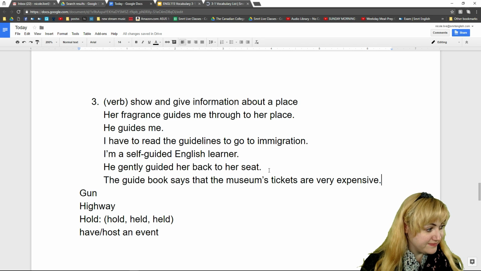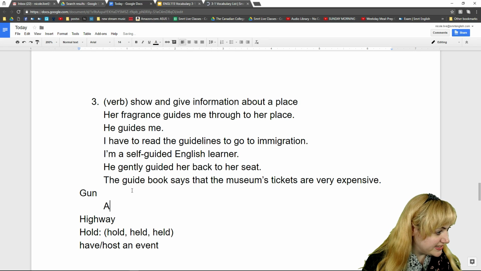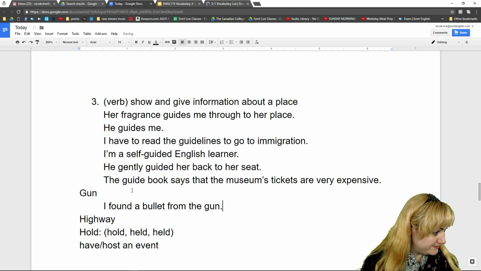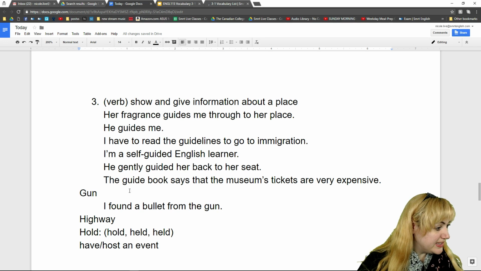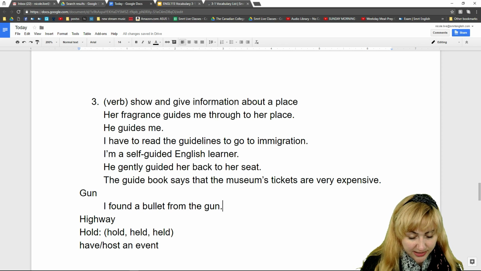Very nice. Oh, for gun, we have some examples now. It says, the first one is I found a bullet from the gun. Very nice. Let's see if we have any more for gun. He got a gunshot.